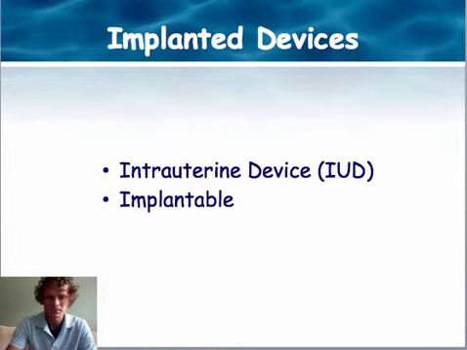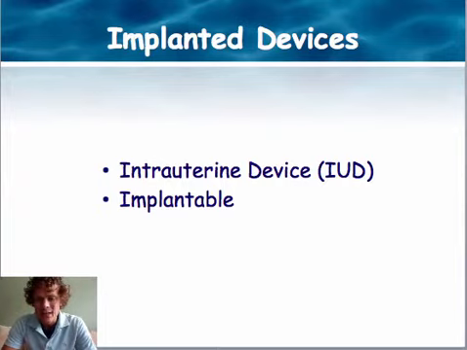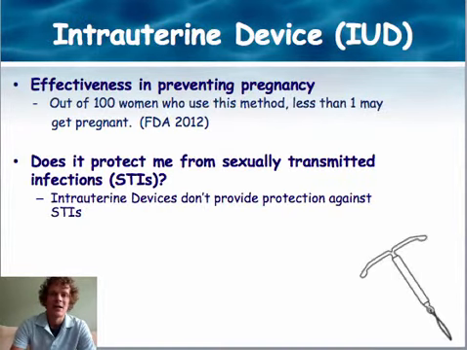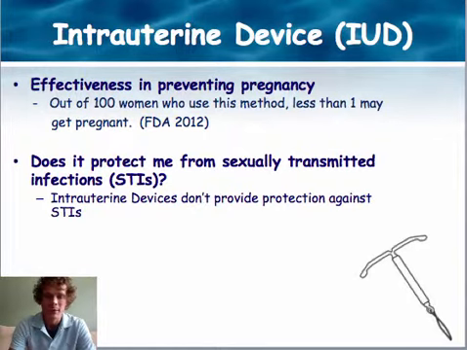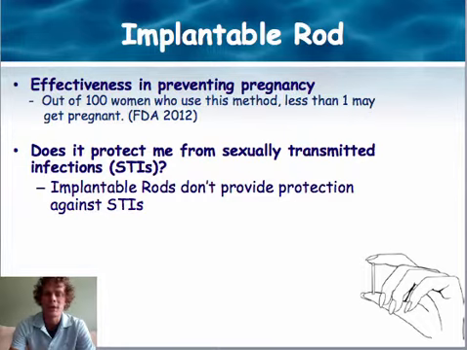Implanted devices. Implanted devices are inserted into the body and kept there for a few years. The IUD and implantable rod are the two methods of using implanted devices. IUD. Out of every 100 women who use this method, less than 1 may get pregnant. The IUD does not provide any protection against STDs. Implantable rod. Out of every 100 women who use this method, less than 1 may get pregnant. The implantable rod does not provide any protection against STDs.